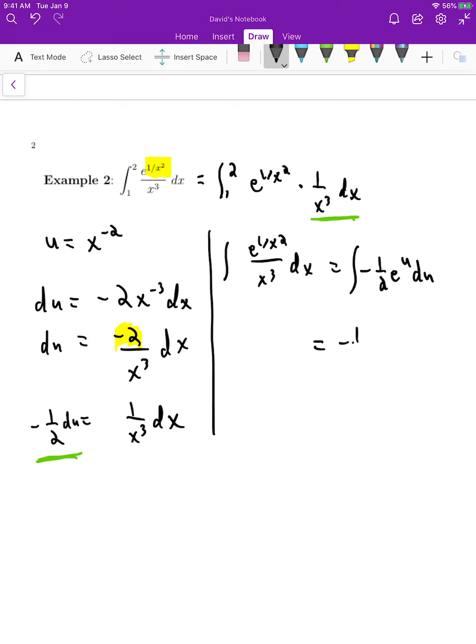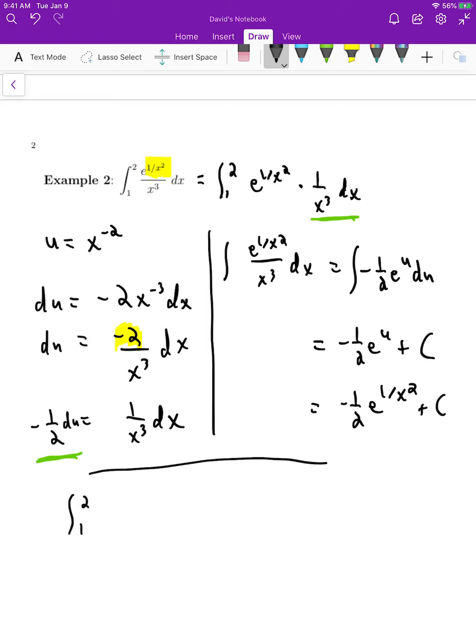So now I can integrate that. That's negative 1/2, right? The e to the u just goes to itself, plus c. Therefore, the antiderivative is negative 1/2 e to the u, but that's just e to the 1 over x squared plus c. Okay, so therefore, the original integral is take this antiderivative, but set c equal to 0. Evaluate from 1 to 2.